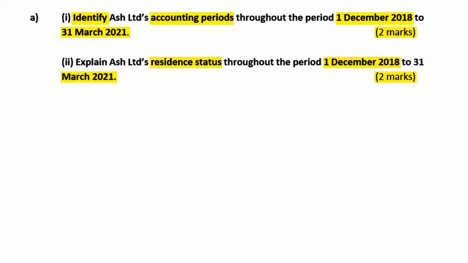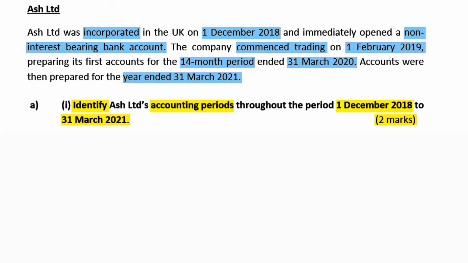Now, in terms of ACCA Limited's accounting periods, throughout the period 1 December 2018 to 31st March 2021: the 1st of December 2018, when it was incorporated, does not mean anything for corporation tax purposes. They had a non-interest bearing bank account and have not obtained a source of income, therefore nothing yet for corporation tax. However, they began to trade on the 1st of February 2019. Tax years are not relevant.